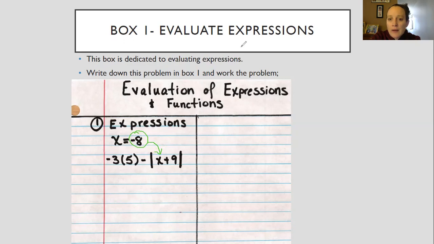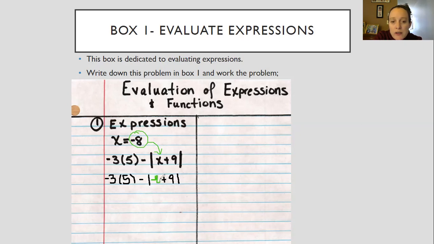All right, so now let's write this out. I'm going to have a -3. Now let's actually substitute this in, times 5. Now my writing, guys, is not going to be as nice with these pens, minus the absolute value of something plus 9. Now that x, I'm putting a value in for x. You guys know how to do this. I am plugging in a -8.